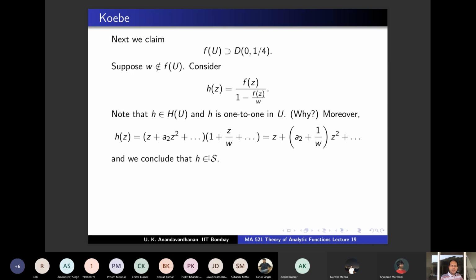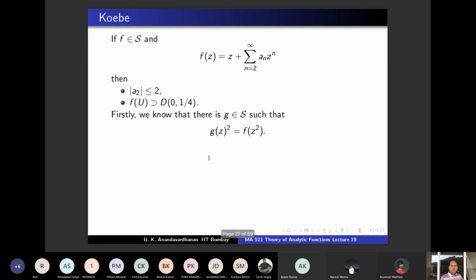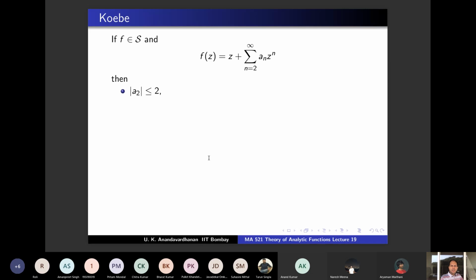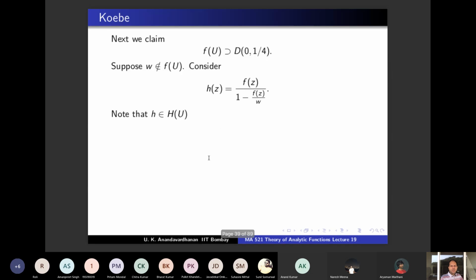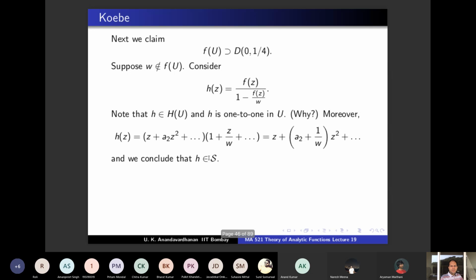Because H belongs to S, what is the first part that we have proved? First part, we have already proved that once you have something in S and you have a power series expansion, the second coefficient modulus is less than or equal to 2. So this coefficient, this is A2, for this function, the second coefficient. So 2 is bigger than or equal to the second coefficient. And for the second coefficient, apply the reverse triangle inequality.